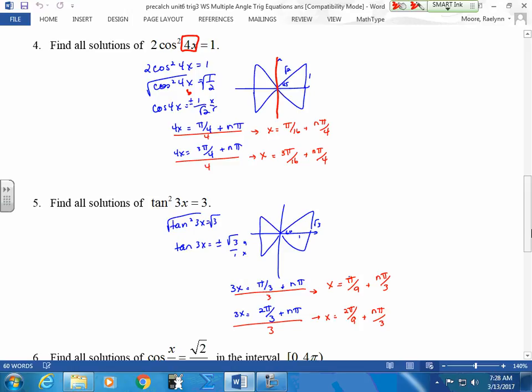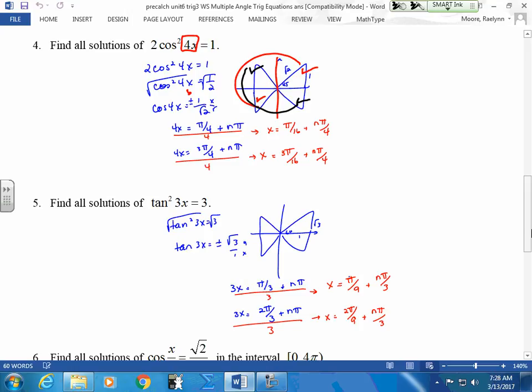We get all 4 quadrants. Just solve it for one quadrant. Find your reference angle. That's my 45. All I have to do is name this one pi over 4 plus n pi. That'll get me this one. Then I'll name this one 3 pi over 4 plus n pi. That gets me that. Agree?